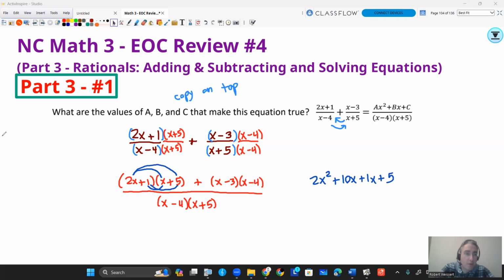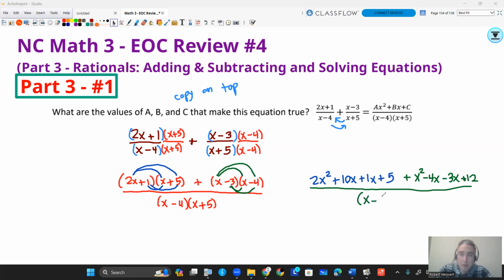I would do the same thing for the other set of parentheses, so that's going to be x squared. We got x times negative 4. We got negative 3 times x. And finally, we have negative 3 times negative 4, which is positive 12. That's all written over your denominator. I'm not multiplying my denominator out, so I'm going to leave x minus 4, x plus 5 as is. But now I can combine like terms.